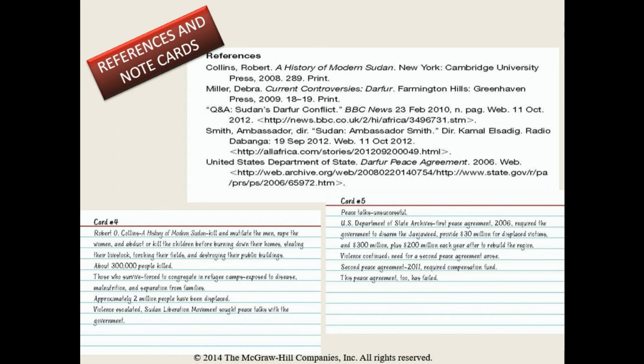You can have 5 or 6. Now, if you're going 10 or 20, it's probably a little bit too much. I would say it's a lot. But 3 to 5 references is the general rule of thumb. Get them on the note card too. It's there.